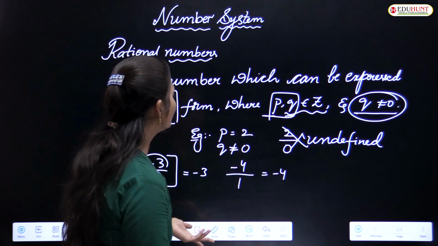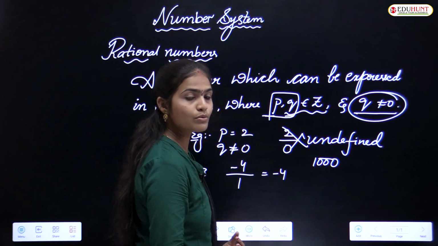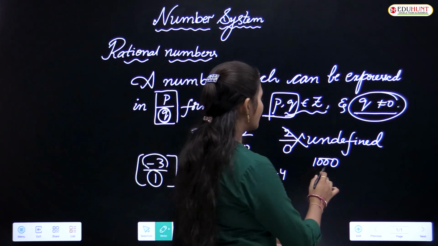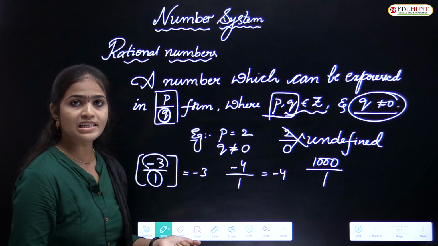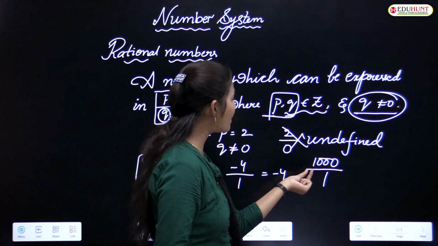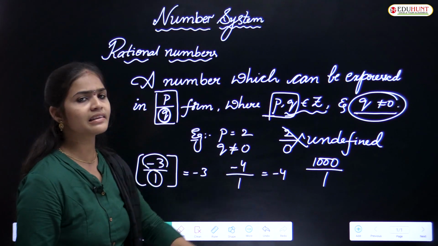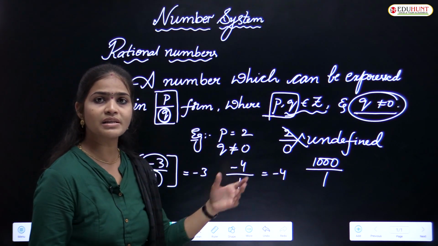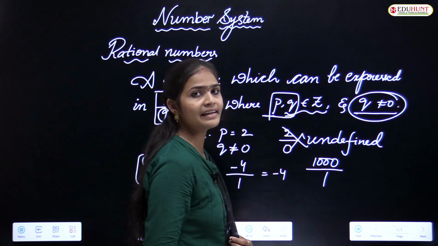Or you may take 1000. 1000 is a positive integer, so 1000 by 1 is possible. In the denominator, 1 means again you will get the same result. Yes or no, the same result in the quotient. That's why we can represent any integer this way.